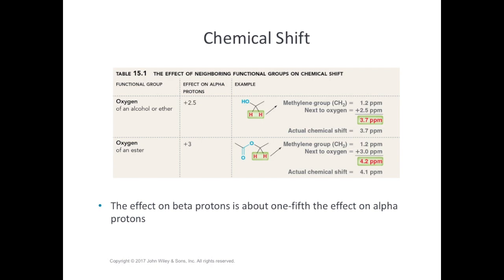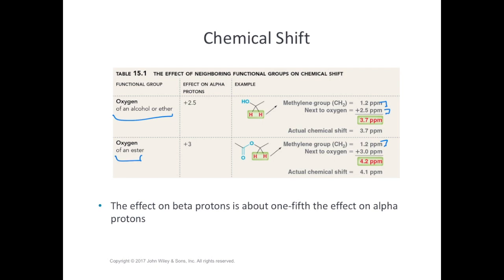So if we start with the methylene base ppm of 1.2, if that is next to an oxygen, you can add 2.5 to get to the actual chemical shift of 3.7. If the methylene group, which has a base reference of 1.2, is next to the oxygen of an ester, so notice this is of an ester, this would be of an alcohol or an ether, we add 3 ppm to get to a value of 4.2.